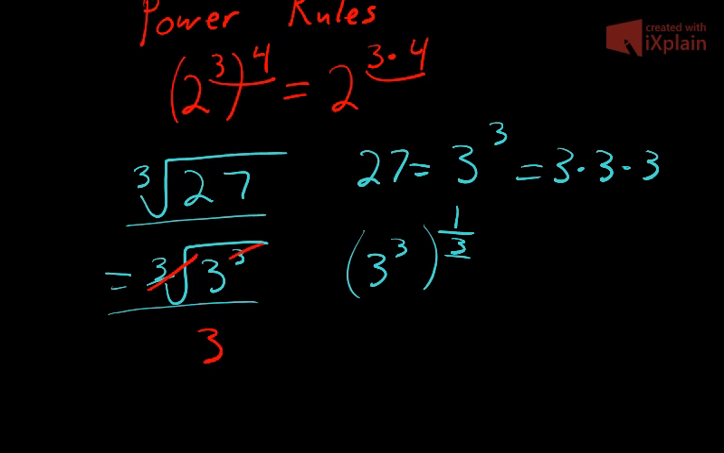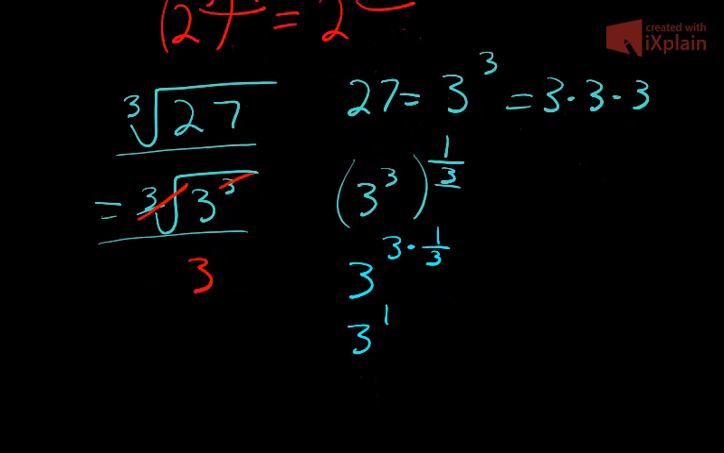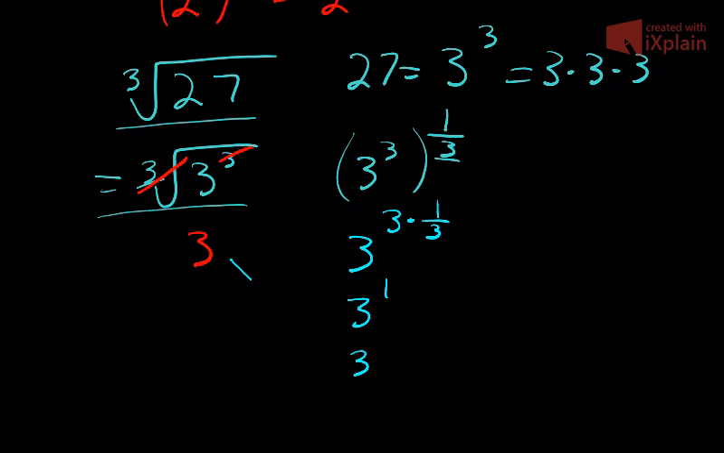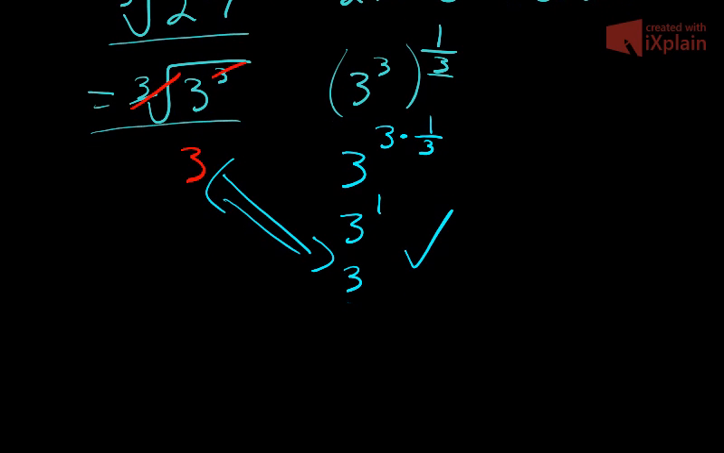So if I look over here, I have 3 cubed to the 1/3, so I should end up with 3 to the power of 3 times 1/3. Then the question is, what is 3 times 1/3? 3 times 1/3 is 1, so I have 3 to the 1st power, and 3 to the 1st is 3. And because these two are the same, that means that it works. So it has to be this way to where our fractional exponents work out.